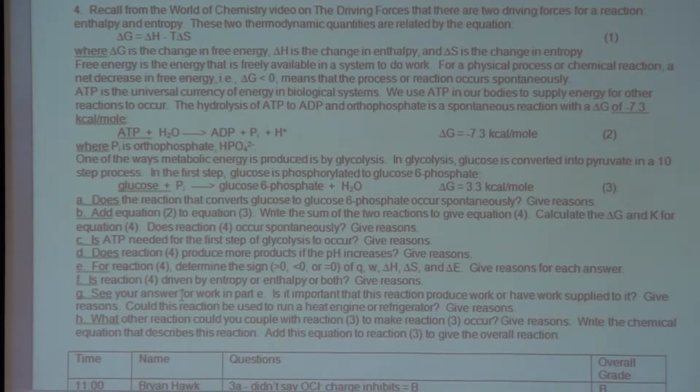So if work equals 0, go to part G, see your answer for work for part E. Is it important for this reaction to produce work or have work supplied to it? Give reasons. If work is 0 from part E, is it important that this reaction produce work? Could you use that reaction to run a heat engine or a refrigerator, or would you want to, if it doesn't produce work? For a heat engine, remember that we're converting heat to work, so if that reaction isn't producing work, then it's not going to be useful in a heat engine.